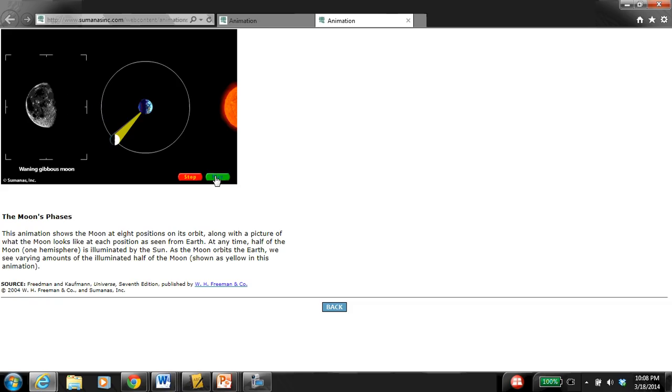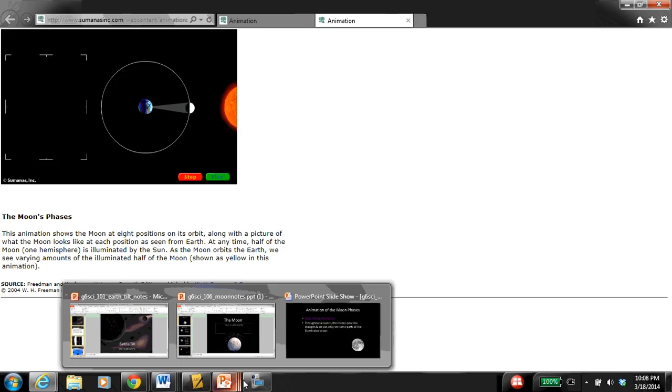The moon will continue to move eventually until it comes all the way back around again, and what we will experience is called a new moon, which is basically when the moon looks dark. Let's go back to our PowerPoint.